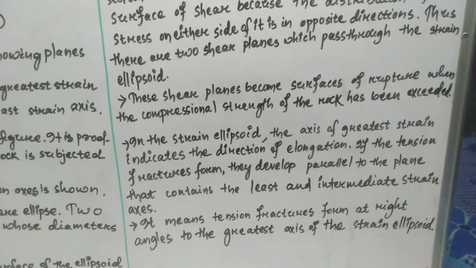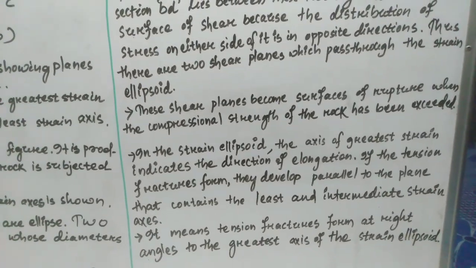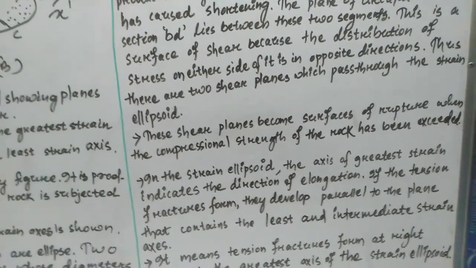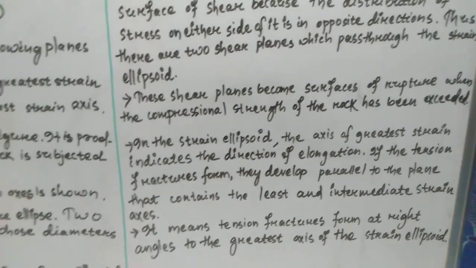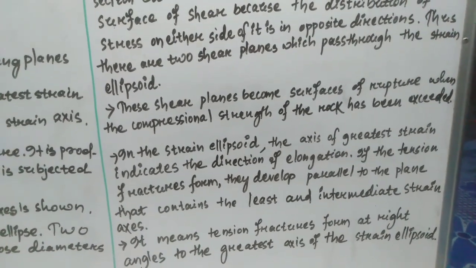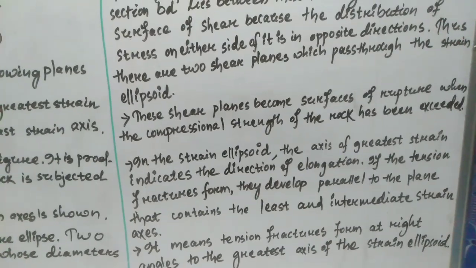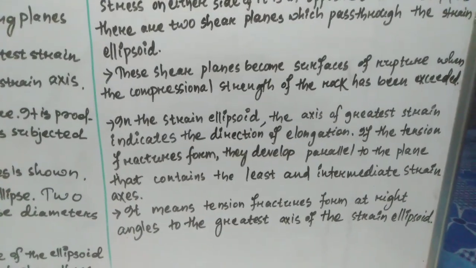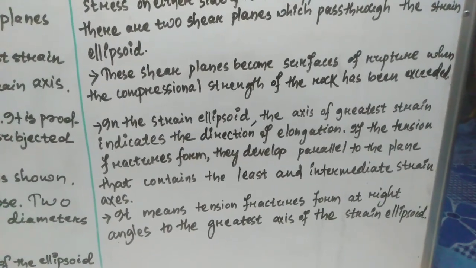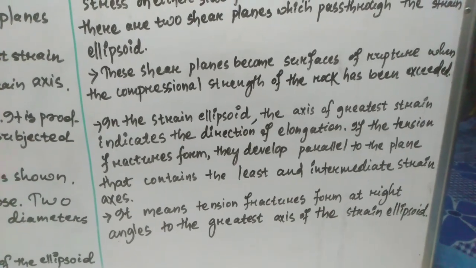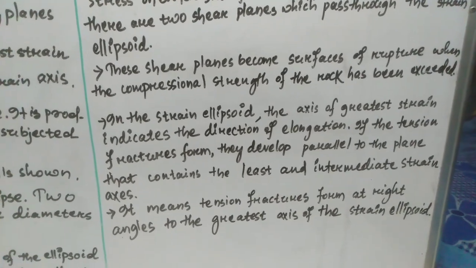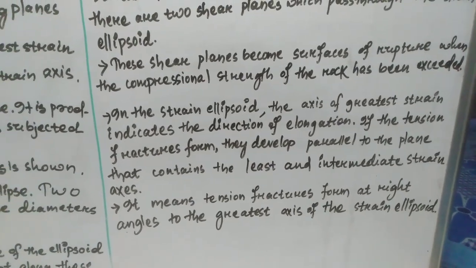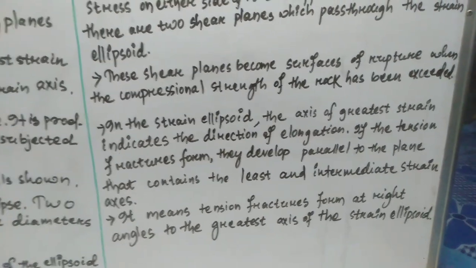Next one, these shear planes become surfaces of rupture when the compressional strain of the rock has been exceeded. Next, in the strain ellipsoid, the axis of greatest strain indicates the direction of elongation. If the tension fractures form and develop parallel to the plane that contains the least and intermediate strain axis, it means tension fractures form at right angles to the greatest axis of the strain ellipsoid.